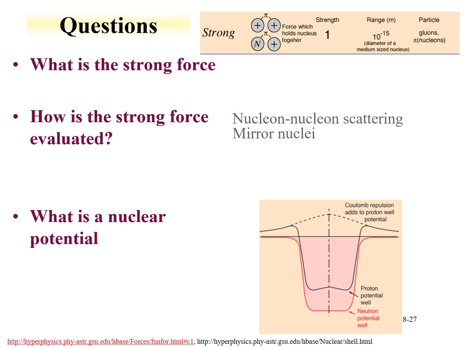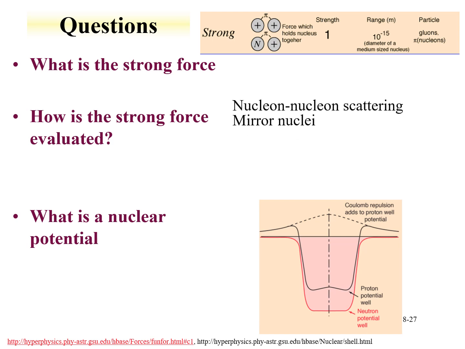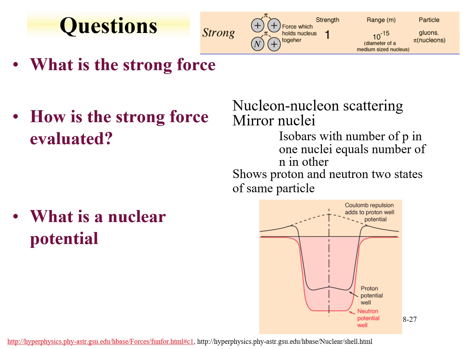How is the strong force evaluated? Well, there's nucleon-nucleon scattering and mirror nuclei. Mirror nuclei are those isobars with the number of protons in one nucleus equal to the number of neutrons in another. These mirror nuclei show that protons and neutrons are two states of the same particle. You're able to ignore charge or Coulomb properties and use this to evaluate how nucleons stick together.